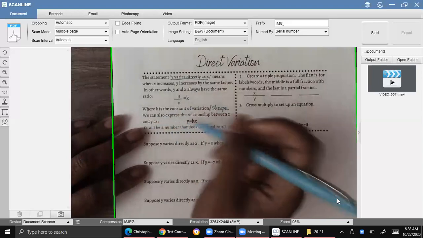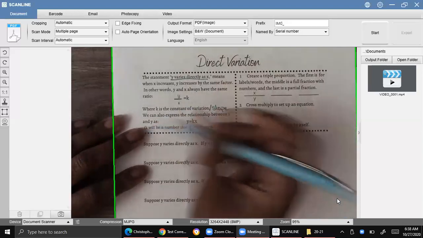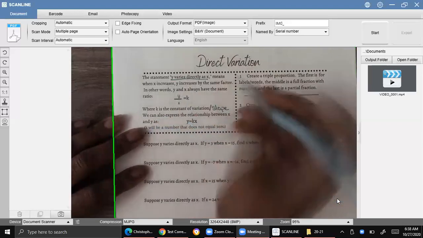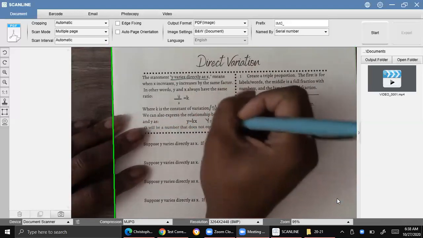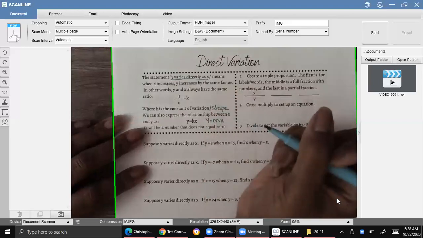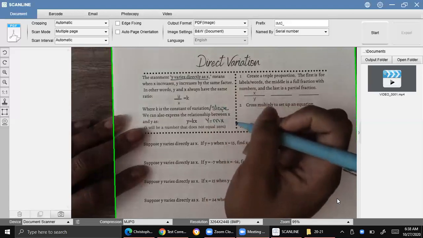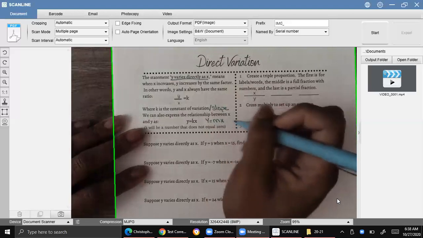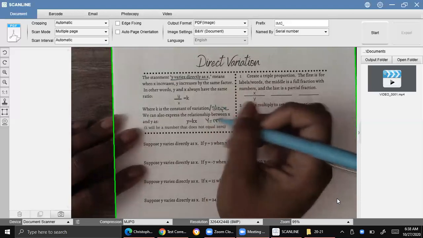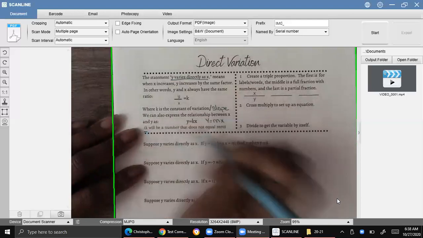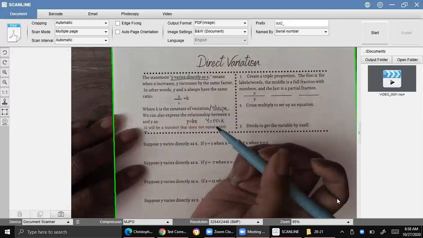We can also express the relationship between x and y as y equals kx. Think of it as also y equals mx because that's what we're used to seeing. Notice that there is no plus b because in order for it to be direct variation or proportional, it must go through the origin, which is your 0, 0. So there's no plus b. If it does not go through the origin, then it's not direct variation. And for this, remember that your k, which is your slope, cannot be 0. There cannot be a 0 slope.